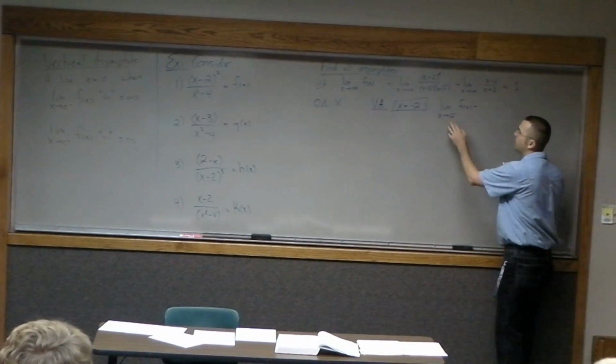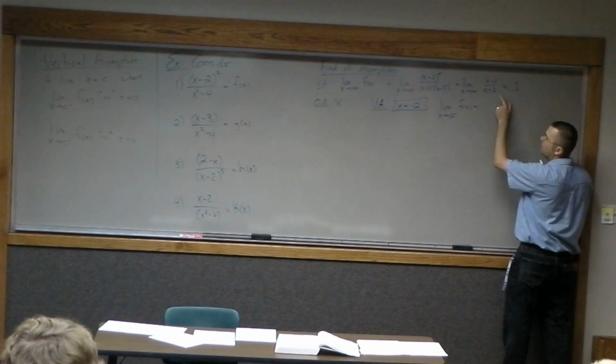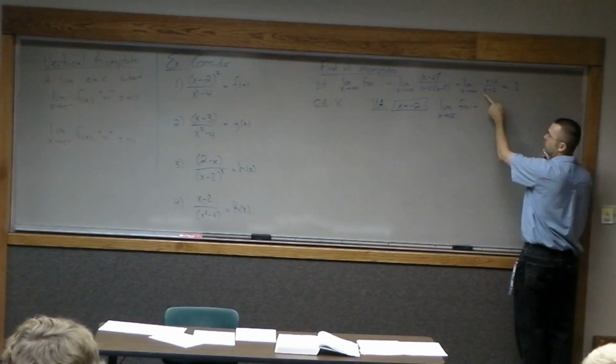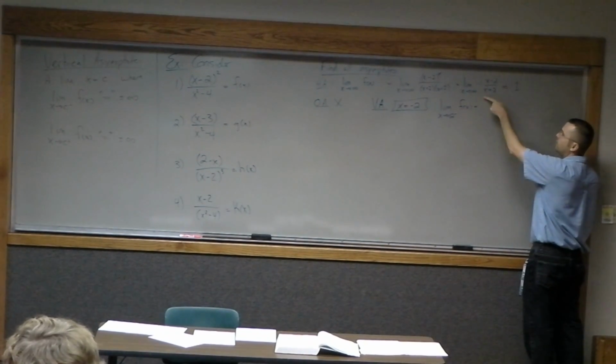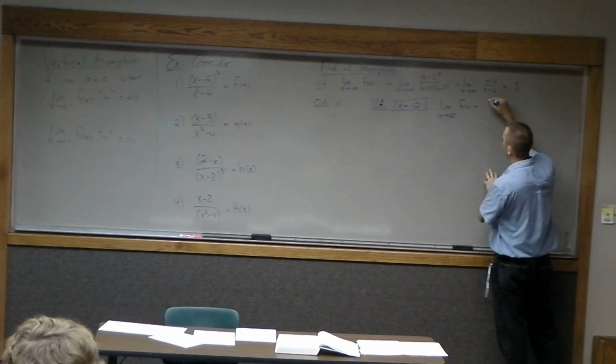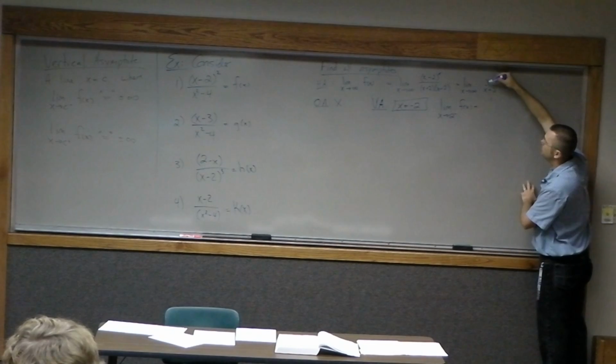When I plug in values that are just less than negative 2 into the denominator, for example negative 2.1, what's the value of the denominator? At negative 2.1, the value of the denominator would be negative 0.1. Value in the top, let's see.